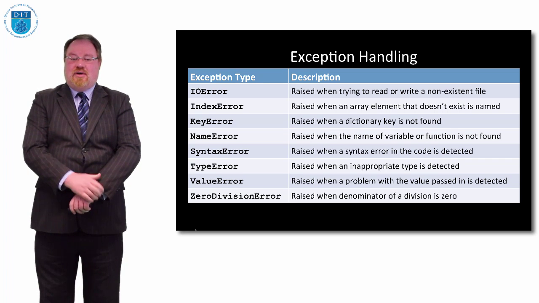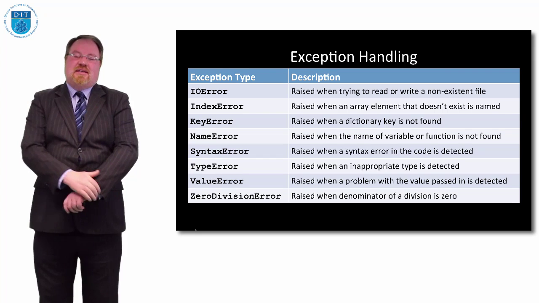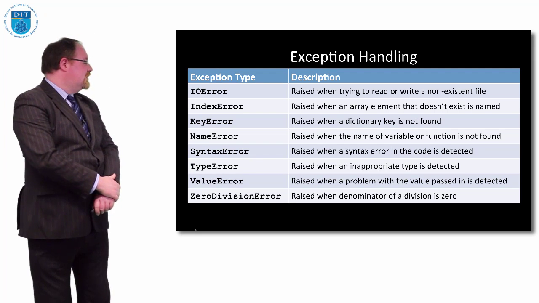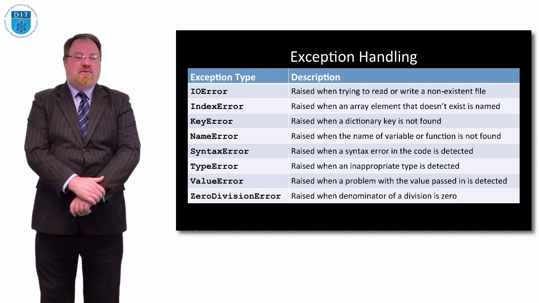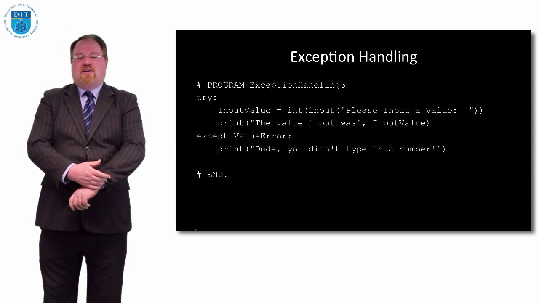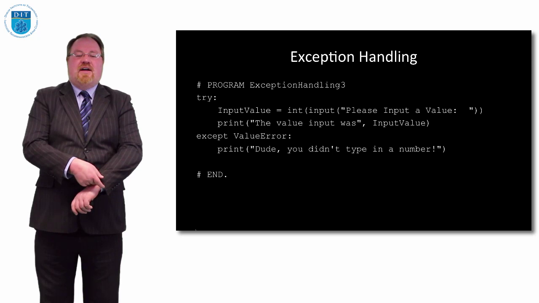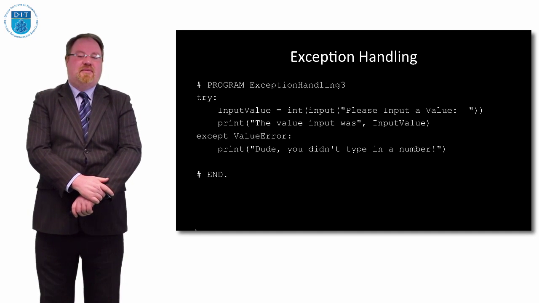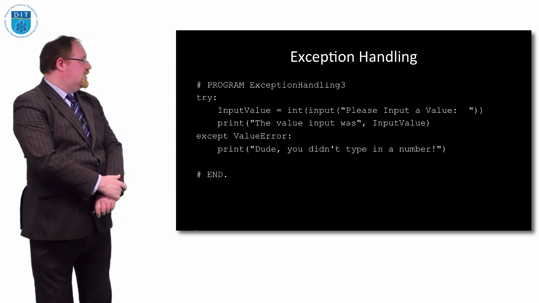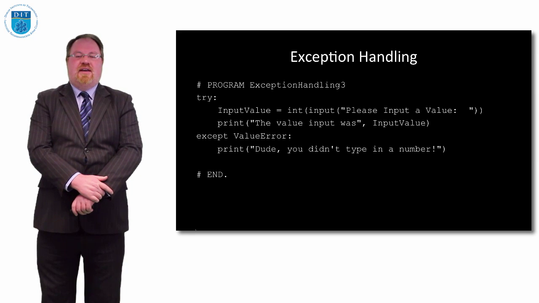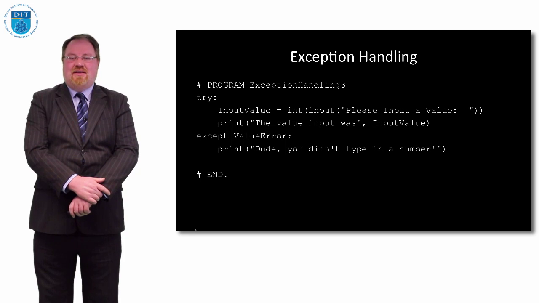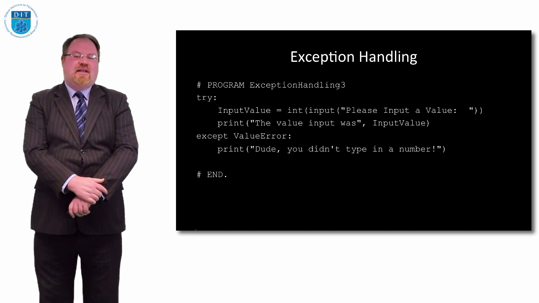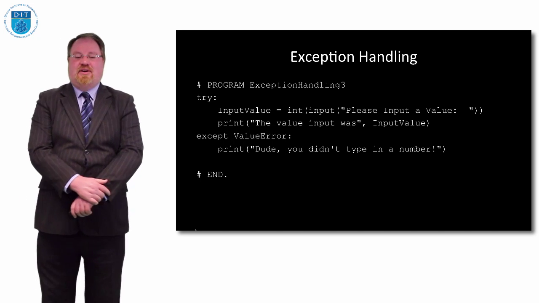And if we try to do a division and the bottom part, the denominator, is 0, we can catch that as a ZeroDivisionError. So let's see one of those in action. Let's look at a ValueError. If I ask the user to input a number and then I print out whatever value it is, converting it into an int, if they type in B or banana instead of typing in a number, it'll catch that as a ValueError and it'll say, dude, you didn't type in a number.